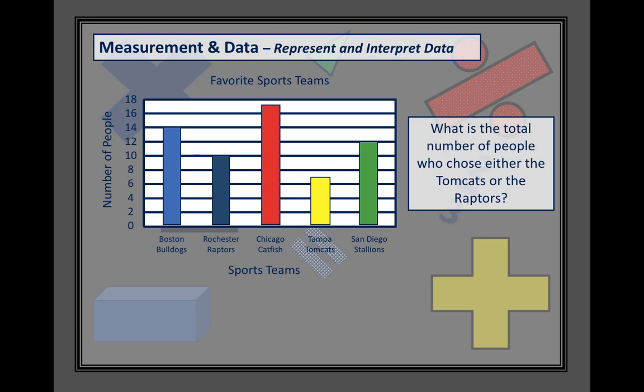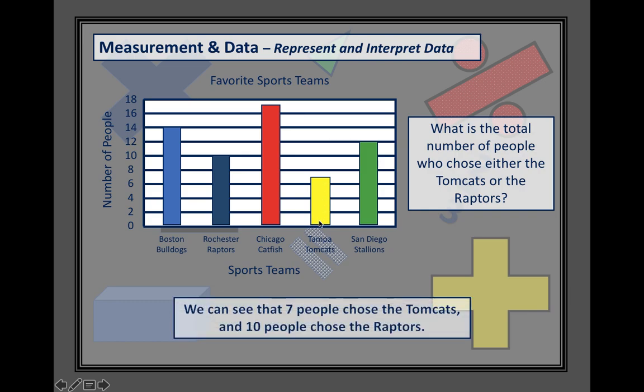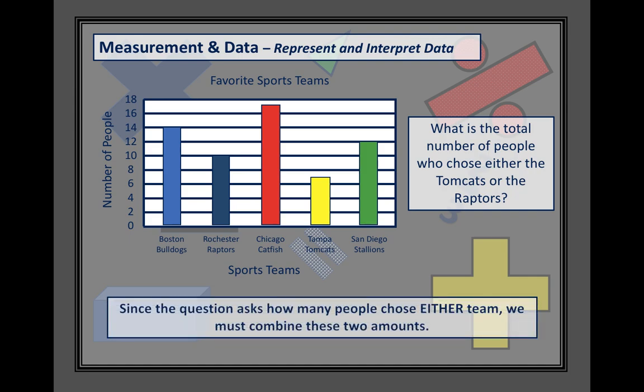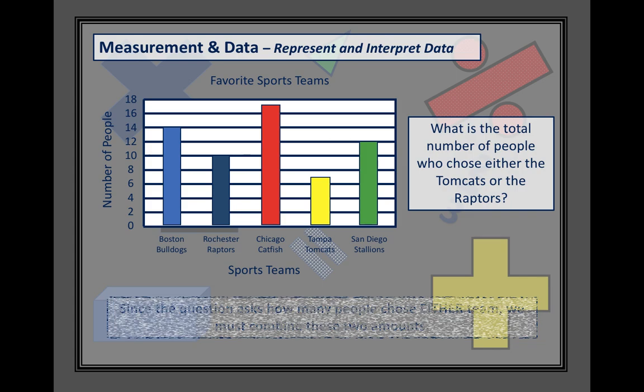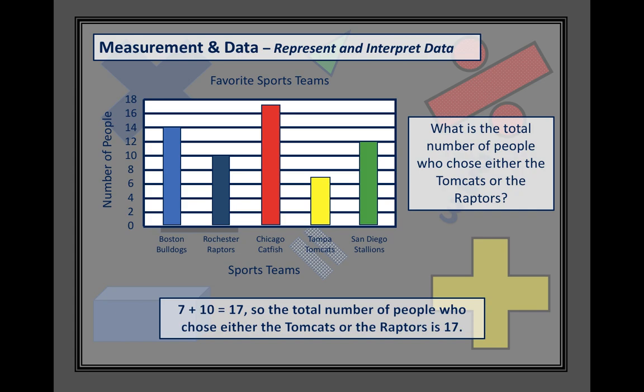In our last example, we're using the same data, and now we're asked, what is the total number of people who chose either the Tomcats or the Raptors? So in this case, when we looked at the Raptors, we see 10 people chose them as their favorite team, and we see 7 people chose the Tomcats as their favorite team. And since the question is asking us how many people chose either team, we've got to combine those two amounts. So when we do 7 plus 10, that gets us to 17. So the total number of people who chose either the Tomcats or Raptors is 17.